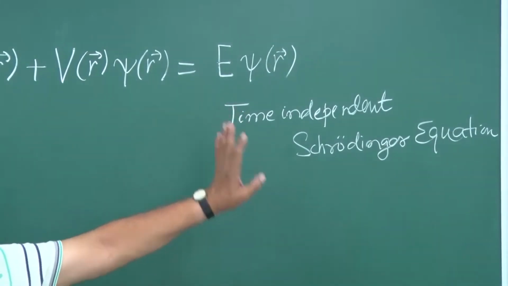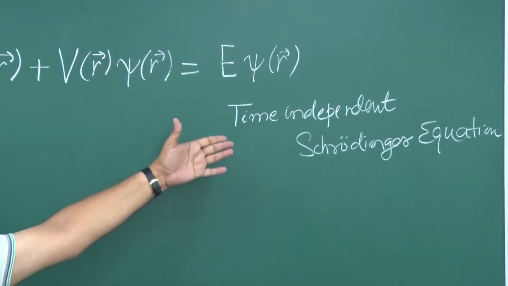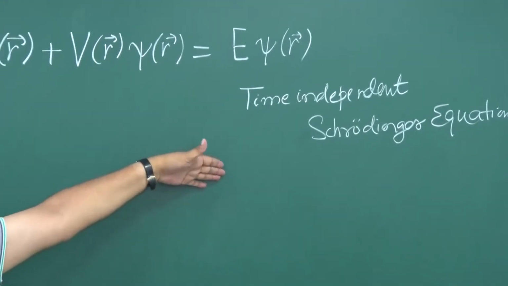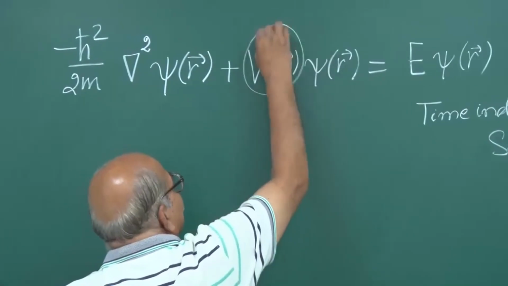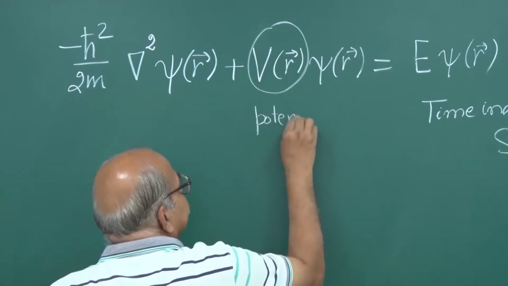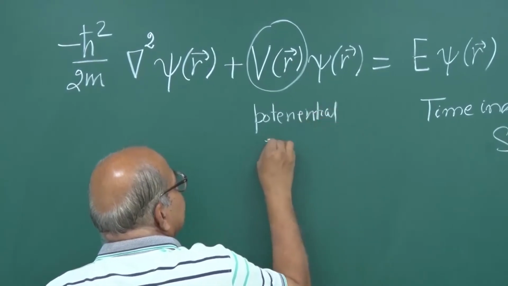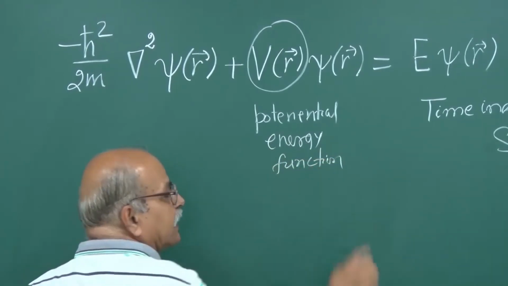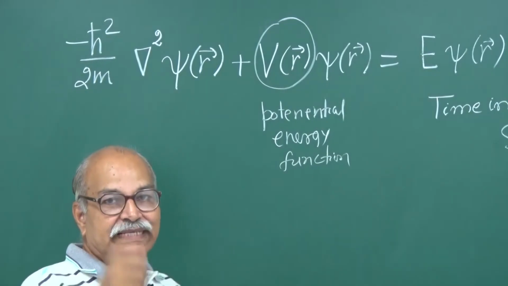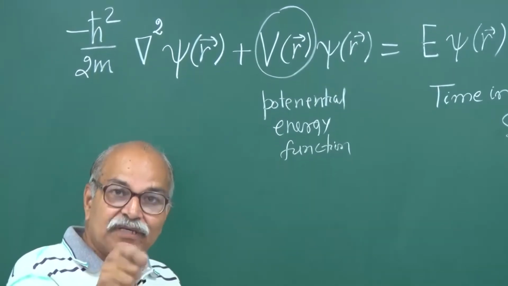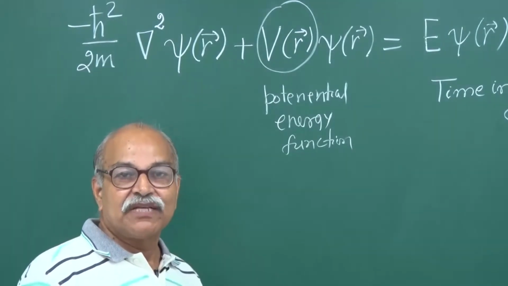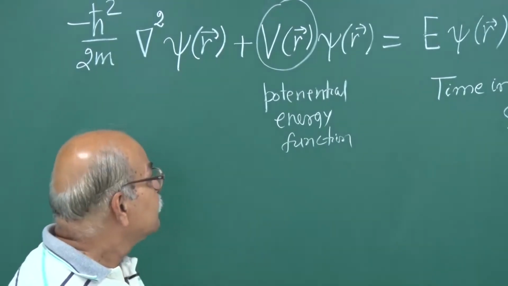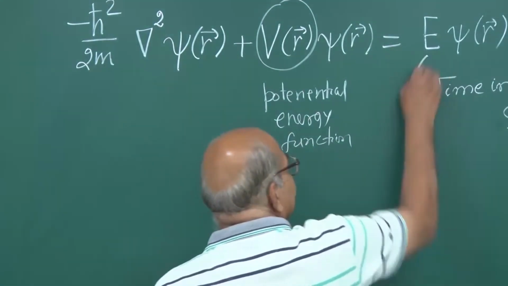So that means there must be a time dependent Schrodinger equation also, and there is, but I won't be talking about that. So this is known as the time independent Schrodinger equation, and here is that potential energy function. Like in the Coulomb hydrogen atom case, this was e square over 4 pi epsilon naught r. R you can write as square root of x square plus y square plus z square if you are using Cartesian coordinates, or r if you are using spherical coordinates. So this is that potential energy function, and this is that total energy we are looking for.